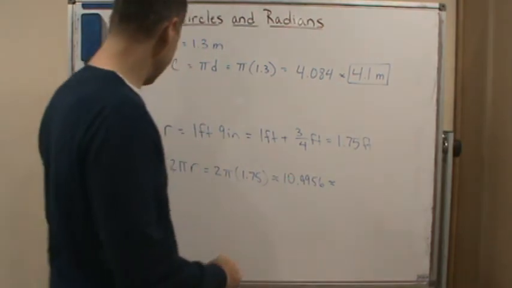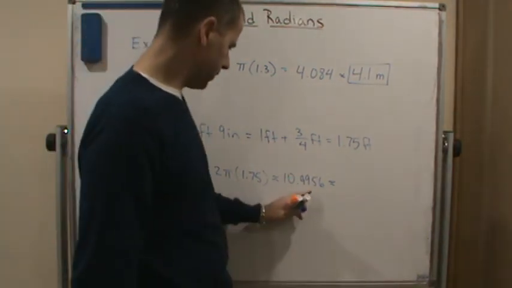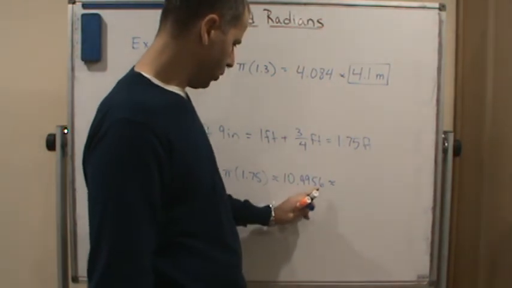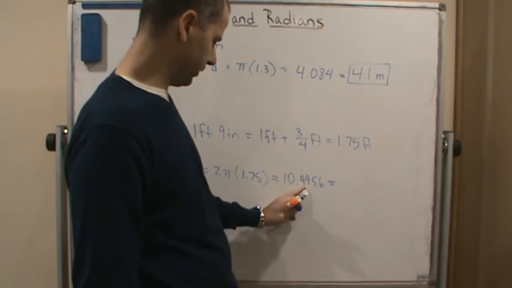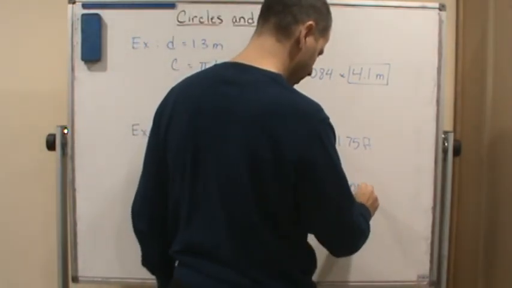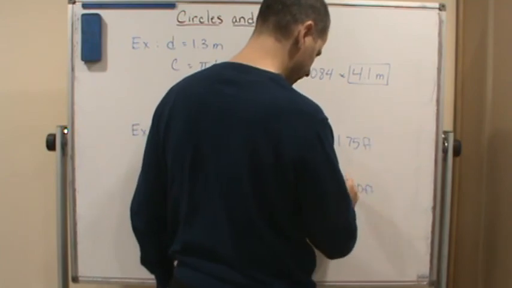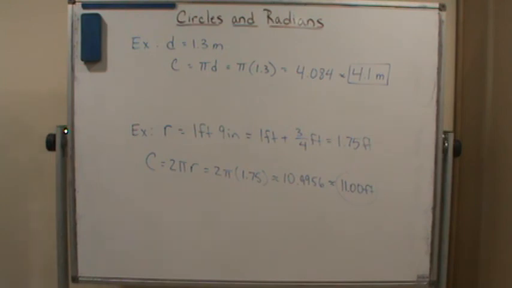In this case, they want us to round to the nearest hundredth. The hundredths place is right here, and the next number is 5, so the 9 is going to round up, which means this is actually going to be rounded to 11.00 feet. And that's the circumference of that circle. Okay, so now we'll come back and we'll do some more examples.